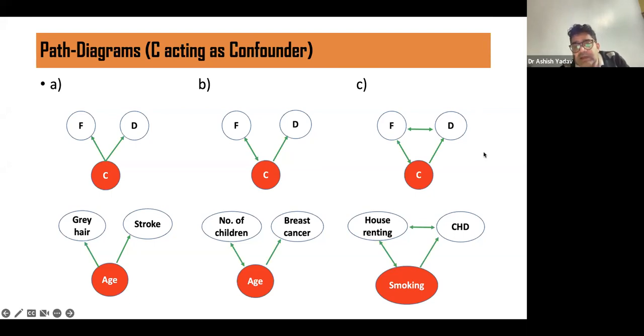Now, if the variable is directly related to the disease and the risk factor is also somewhat related to the disease, and it is somewhat related to the risk factor, for example, housing, renting, and CSD. CSD is directly related to smoking. Housing, renting may not be directly related, but may be related to CSD.